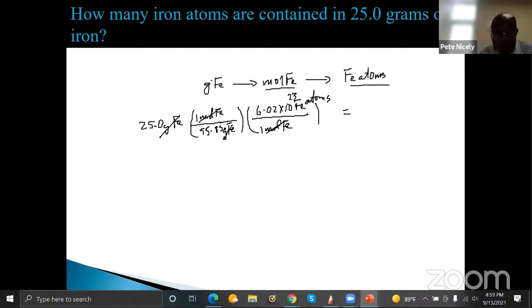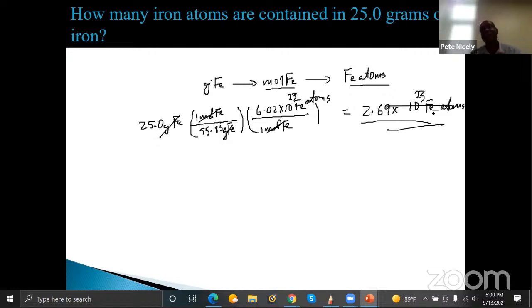So according to my answer, and the answer would have to be rounded off to 3 sig figs, it's going to be equal to 2.69 times 10 to the 23 Fe atoms. Okay, so that's basically how you would do that example.